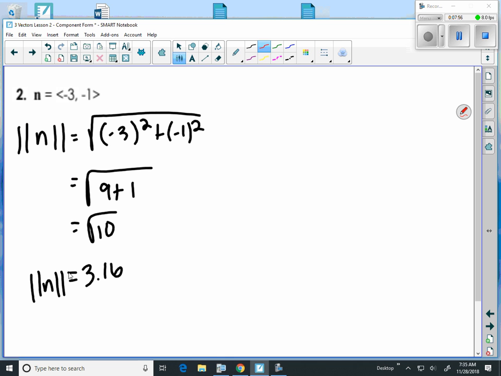Okay, next is the direction angle, so we're going to do tangent equals, and then is it negative 3 over 1 or negative 1 over negative 3? Negative 1 over negative 3. So make sure on that one, that's something that will happen a lot, is you do A over B by accident, and it's always B over A, so that second number over the first number.